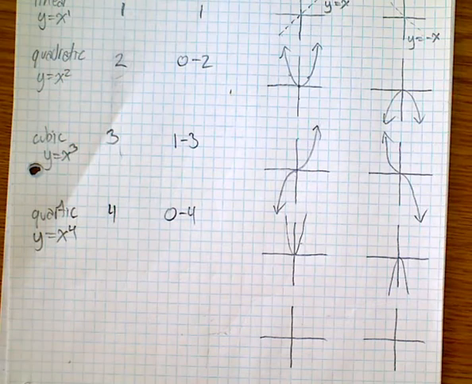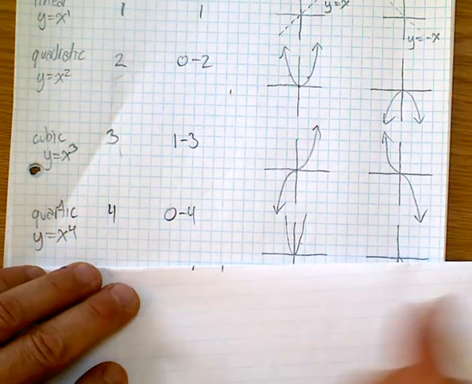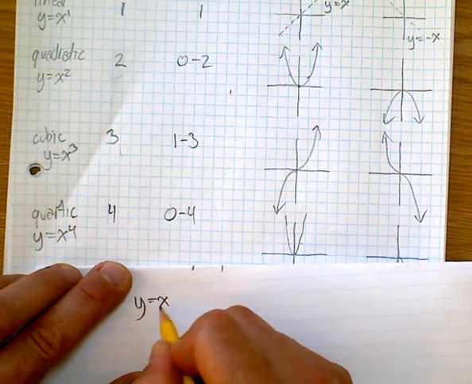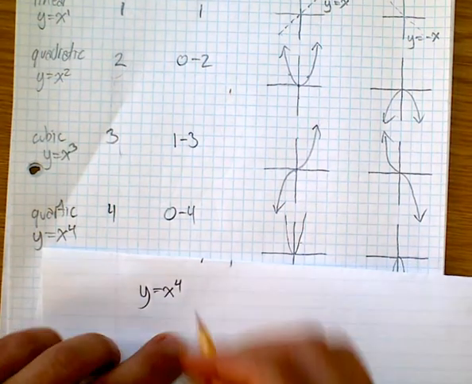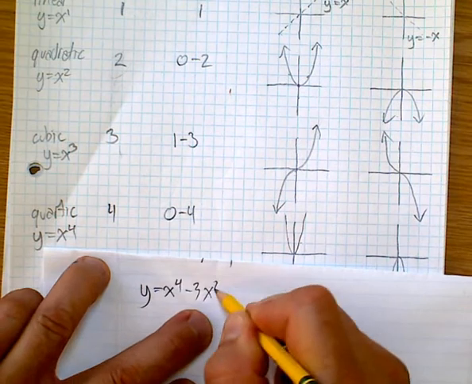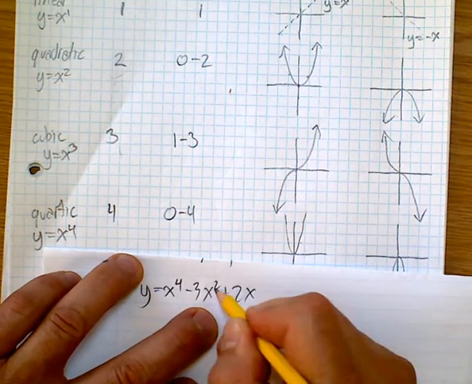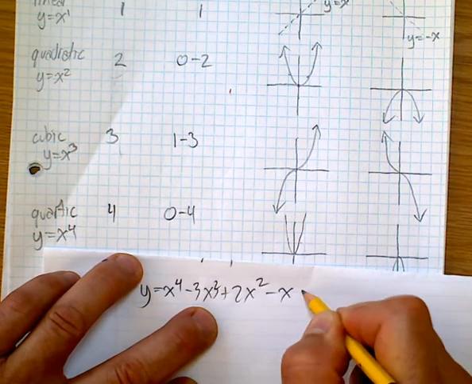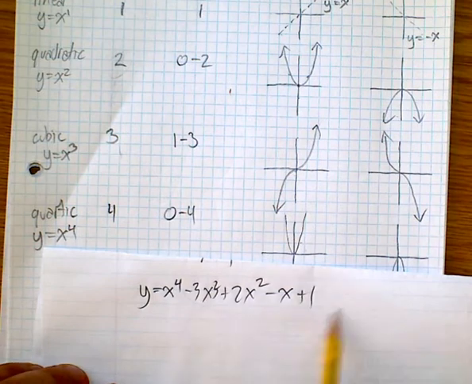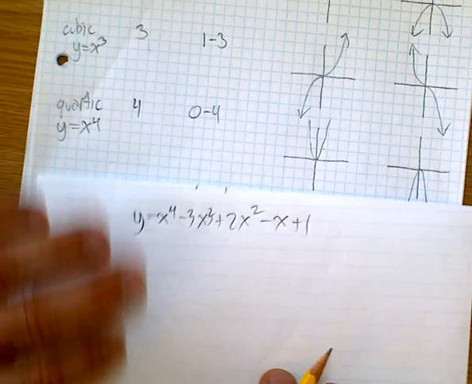But the thing with this stuff, guys, is we are increasing the complexity of these things. So sure, it can be just x to the power of 4, but what happens if I have a minus 3x squared plus a 2x cubed plus a 2x squared minus an x plus a 1? All these additional terms at the back change what my function is going to look like, what my graph is going to look like, okay?